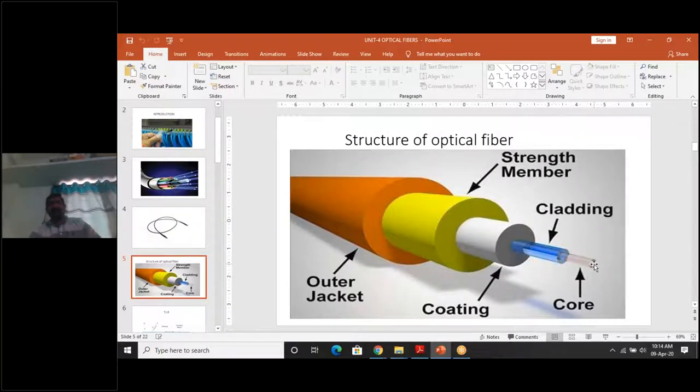The core is a denser medium, and the core is surrounded by another, rarer medium called the cladding. This is also made up of glass. This is the core and this is the cladding.